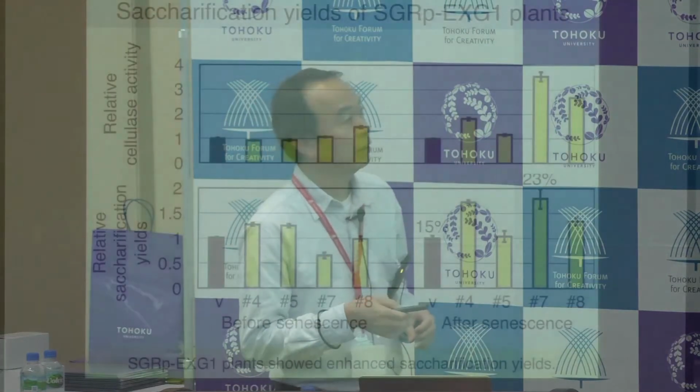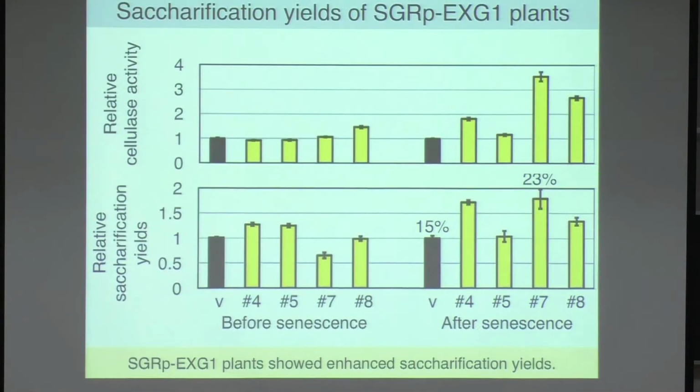Oh, sorry. The numbers 15 and 23 indicate that 15% and 23% of the biomass used for this experiment was really saccharified to reducing sugars.